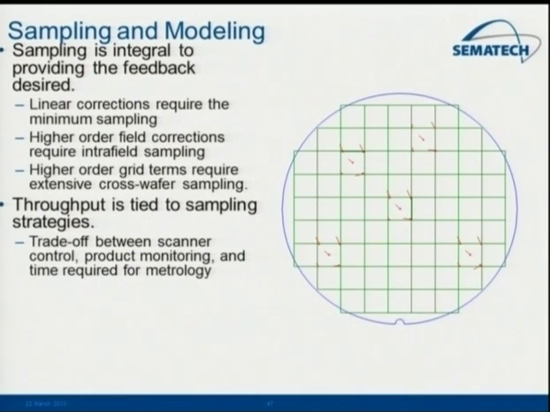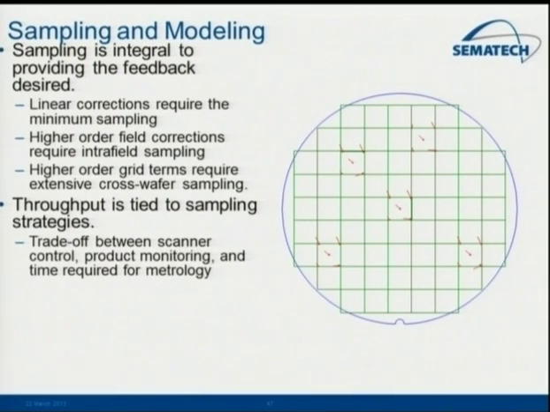Now that gives you a basic understanding that it looks like something has shifted in the Y direction down, particularly toward the top of the field. That looks to be somewhat characteristic across each of these sampled fields. So that would give you some information, probably to go back and look at the scanner overlay. But again, throughput is tied to the sampling strategy.